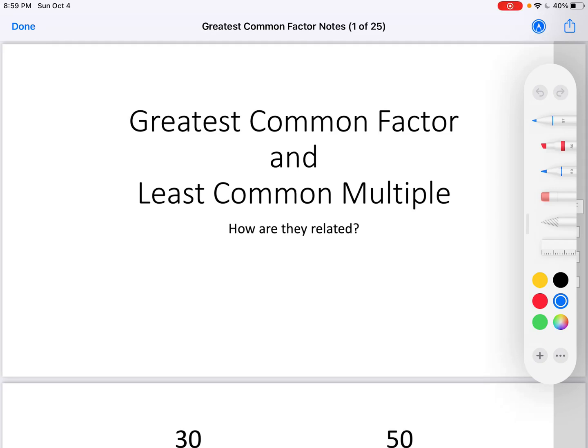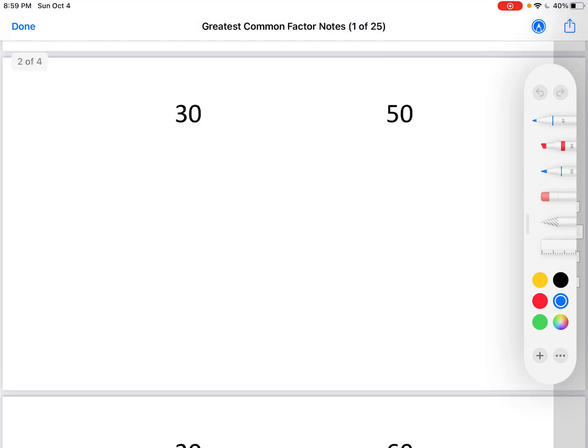Hello. Today's lesson is on greatest common factor, least common multiple, and how they are related. Okay, let's get started. First thing I'm going to do is find the prime factorization of 30 and the prime factorization of 50.